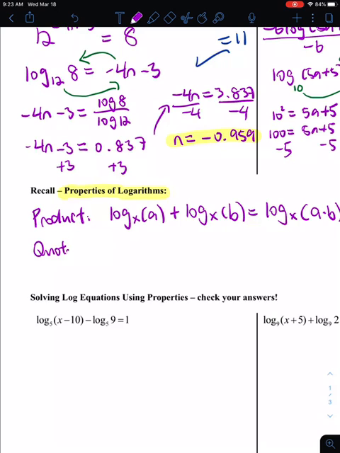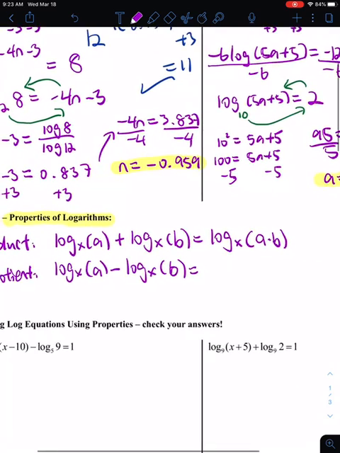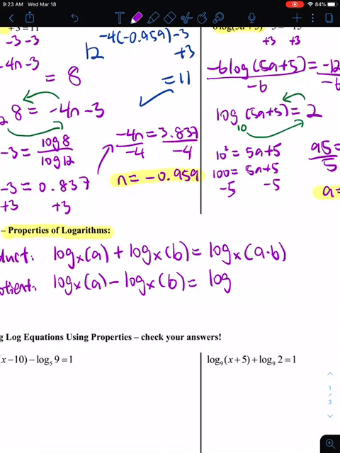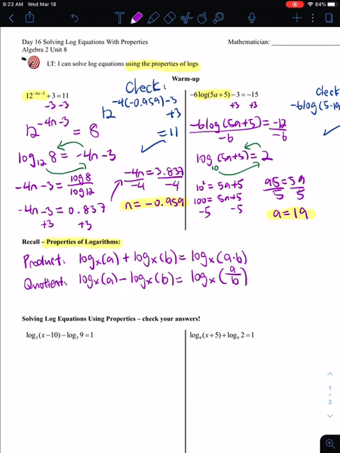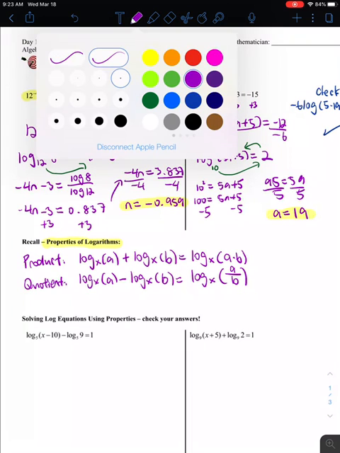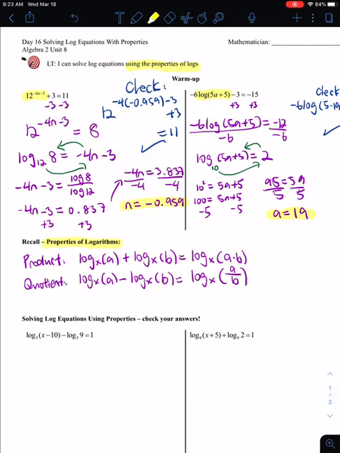And then similarly, we have the quotient rule. If you have log base x of a minus log base x of b, here we can rewrite it as log base x of a divided by b. Okay, so those are the two rules that we're mainly going to use, the product rule and the quotient rule.